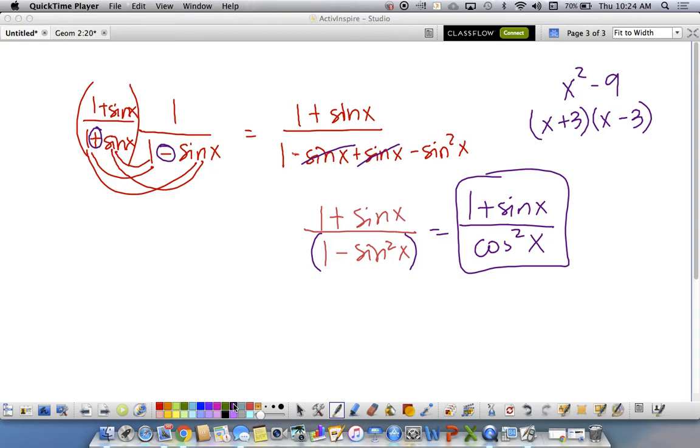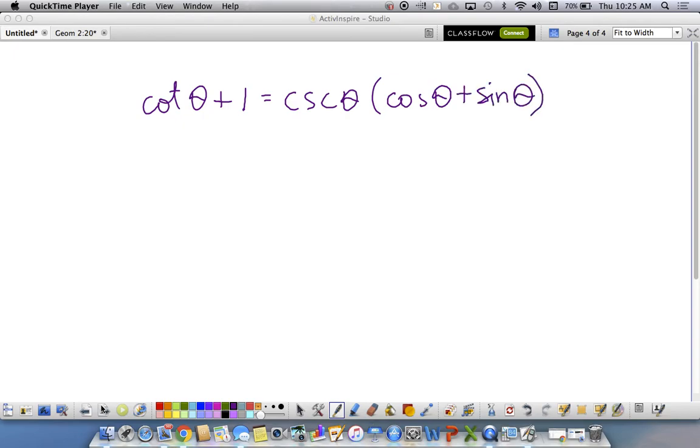So we're going to start with number 1 in the book. Verify the following equation. Cotangent theta plus 1 equals cosecant theta times cosine theta plus sine theta. Well, Miss Ellen, you could have started off easy. This is easy. Actually, the last one that we did was easy. Now we have some that are different.